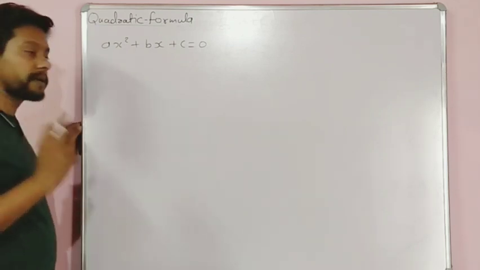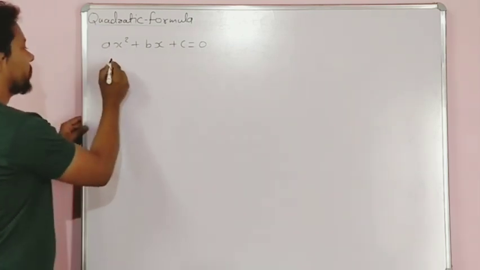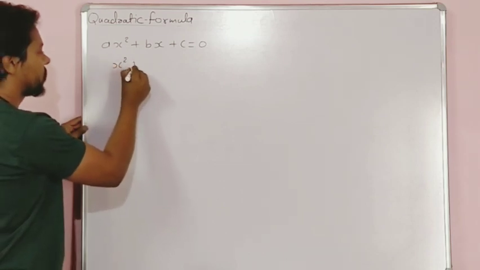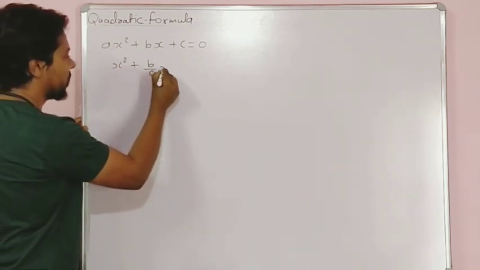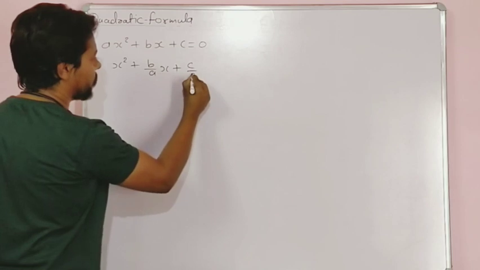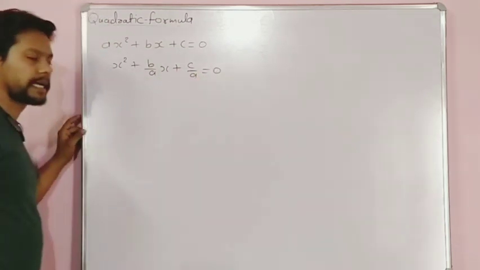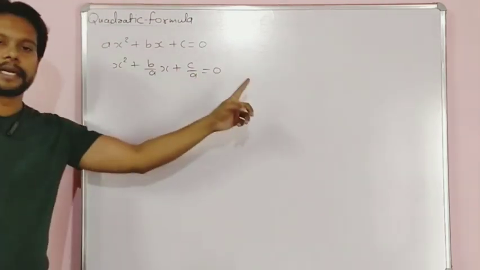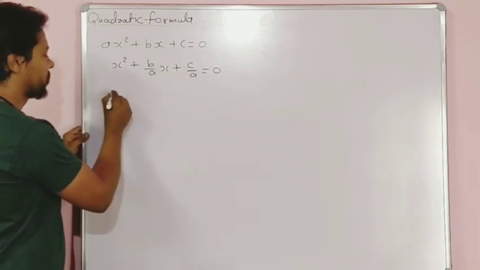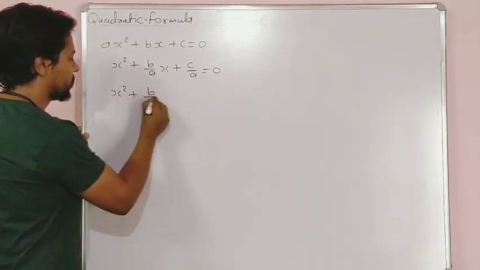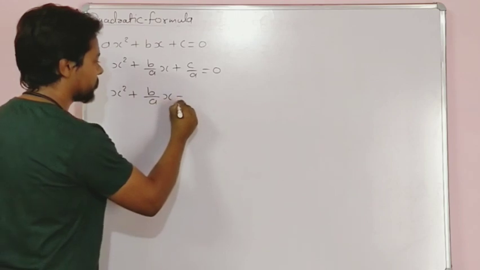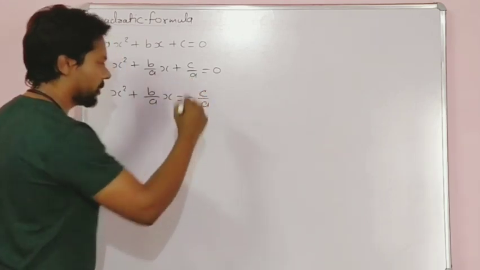What we'll do, the first step is dividing the whole equation by a. x² + (b/a)x + c/a = 0. Second step, moving the constant term to the right hand side. x² + (b/a)x = -c/a.